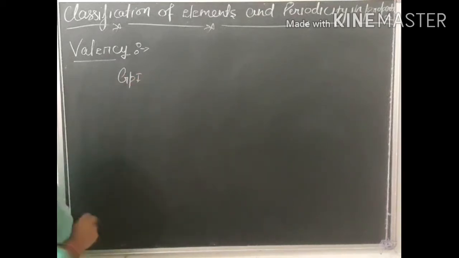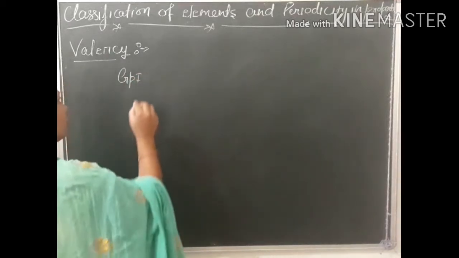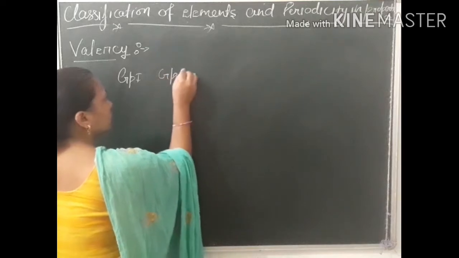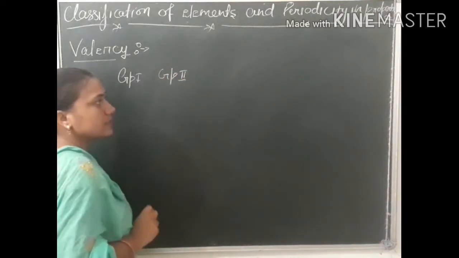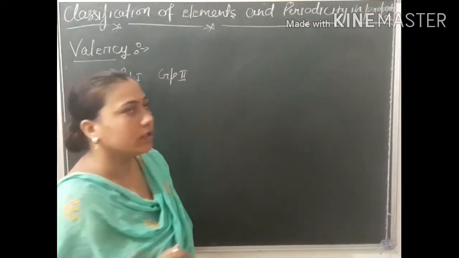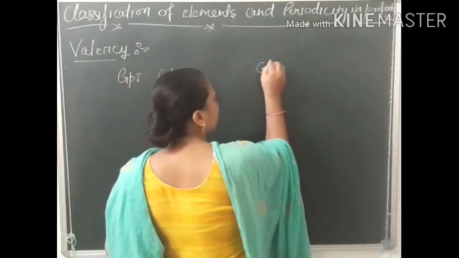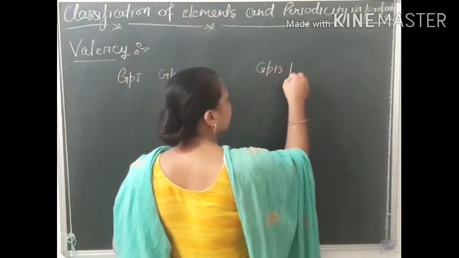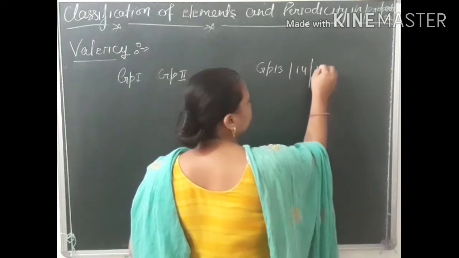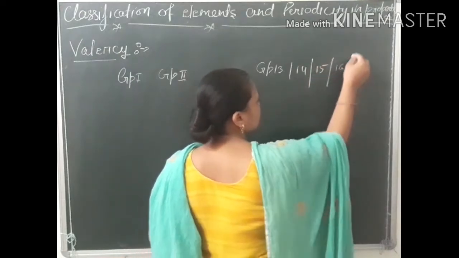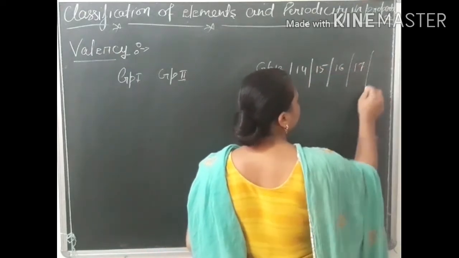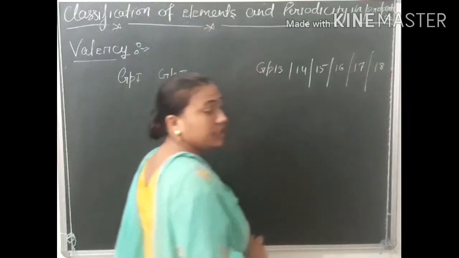in the periodic table there are 18 groups. Now group first and group second we will discuss, only s and p block elements, and in p block elements, groups 13, 14, 15, 16, 17 and 18.